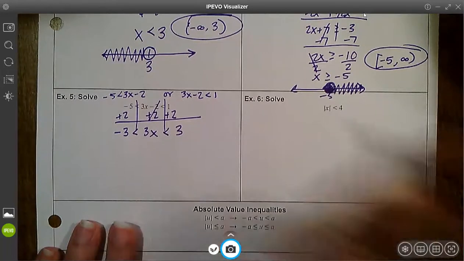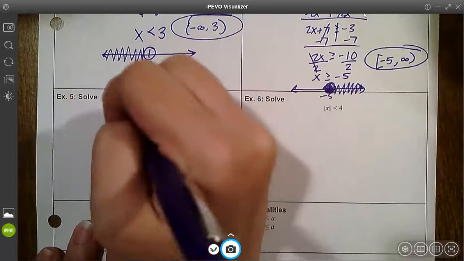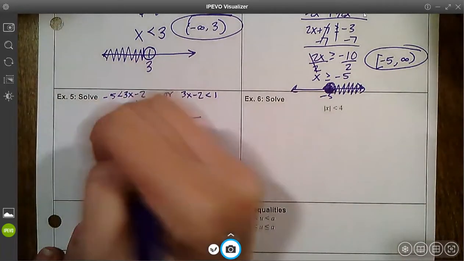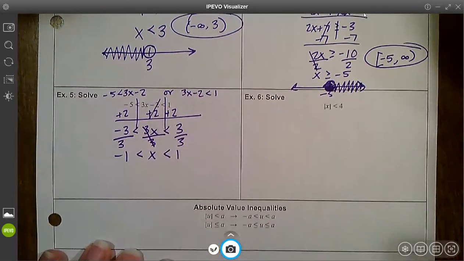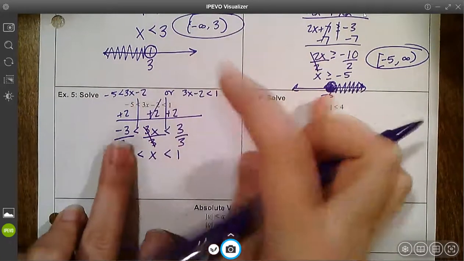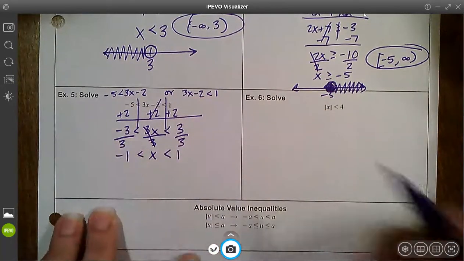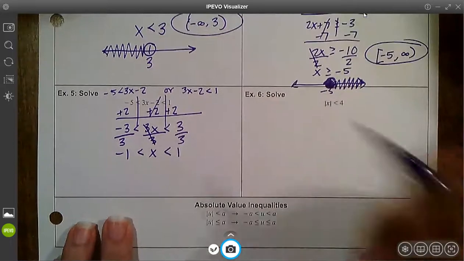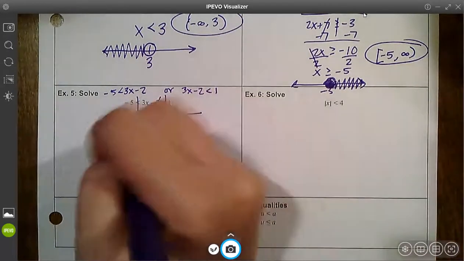Then I'm just dividing, and again, I have to do it to all 3 sides of this equation. And I get -1 is less than x is less than 1. So this would be the solution to this top equation, and this would be the solution to this equation. When you put them together, you have that compound inequality because it's less than on both sides. -1 is less than x is less than 1.